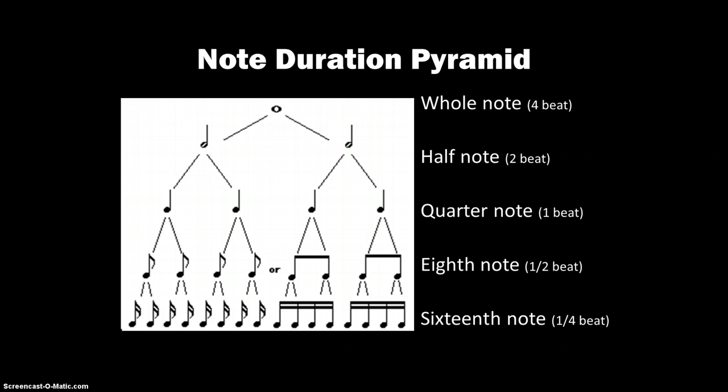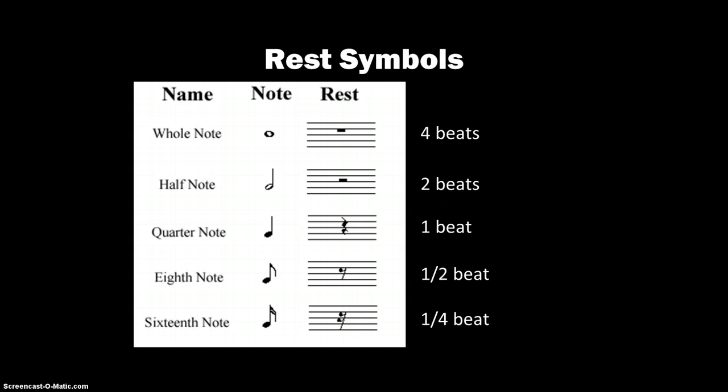So here's our pyramid of note durations. Each time you go down a level from the top, you're splitting the durations in half. So you've got a whole note, which is 4 beats. Next thing down, you've got half notes, which are 2. Split that in half: quarter notes, 1 beat. Split that into eighth notes. Split that into 16th notes.